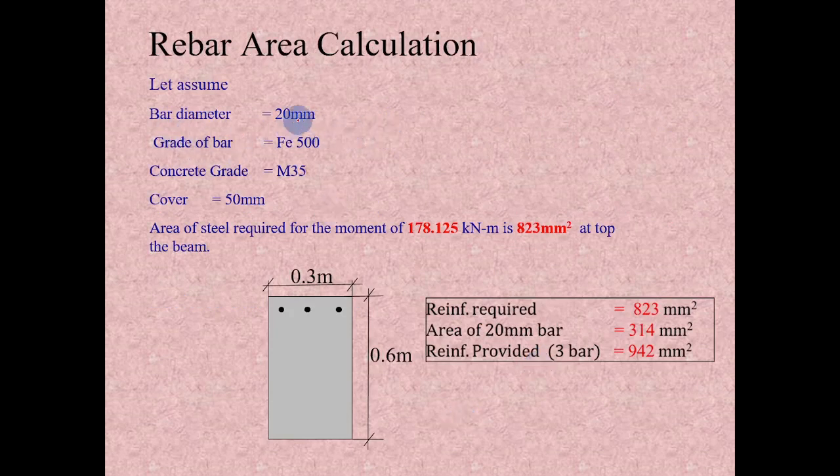Let's assume a bar diameter of 20 mm and grade of bar as Fe500 deformed bar. Grade of concrete is M35 and cover is 50 mm. So the area of reinforcement required for the moment of 178.125 kilonewton meter is 823 mm square. The area of a 20 mm bar is 314 mm square. So let's provide 3 bars. The total area provided is 942 mm square.